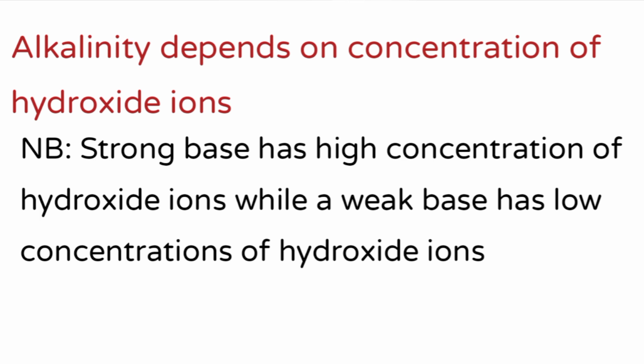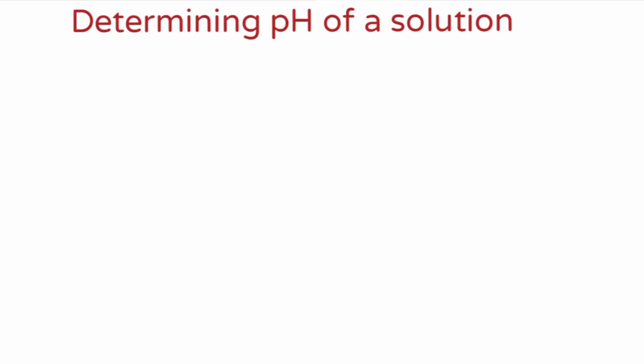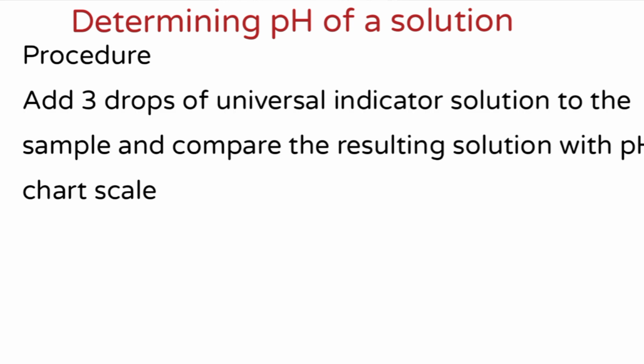Now, from there, we need to know how to determine the pH of a solution. For you to determine the pH of a solution, you usually use the universal indicator solution or universal indicator paper. If you are given universal indicator solution, then you add 3 drops of universal indicator solution to the sample, and then you compare with the pH chart scale. But if you are given universal indicator paper, then you take the paper and dip it in the sample, then you compare with the pH chart scale.